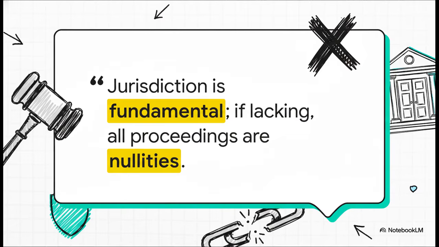A New Jersey court put it about as bluntly as you can. If jurisdiction is missing, all proceedings are nullities. What's a nullity? It's nothing. Zero. Zilch. It's like it never happened in the eyes of the law. This isn't some clever loophole, it's a core principle.